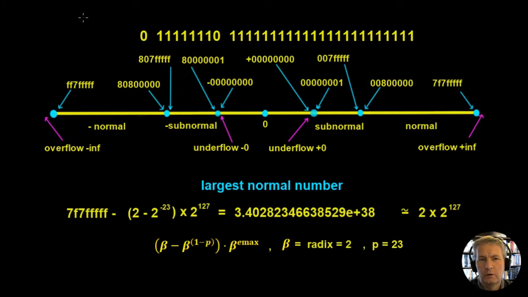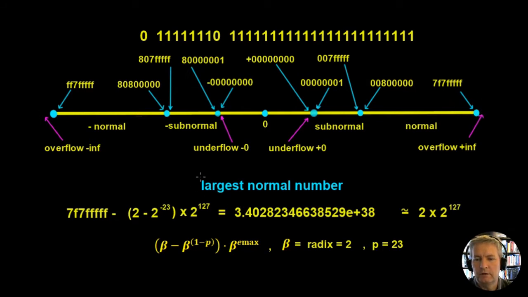Let us take a stroll along the floating point number line. We have our number line here. 0 is at the centre. Everything to the right is a positive number. Everything to the left is a negative number. In this video we're going to start off at the right hand side here.